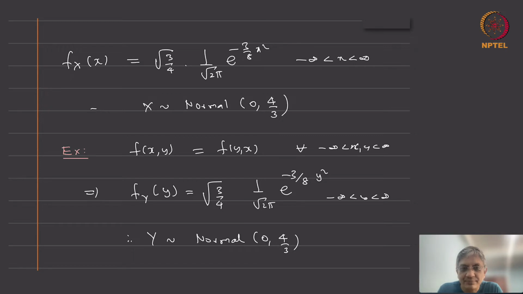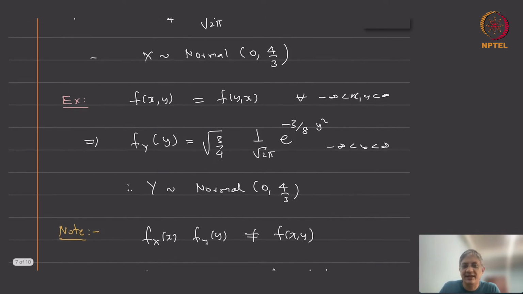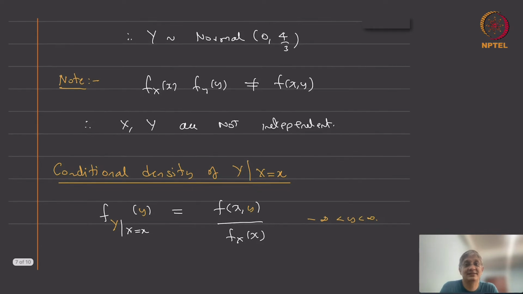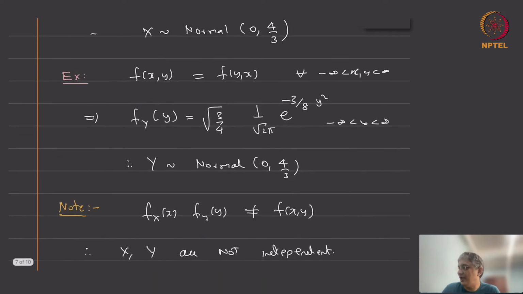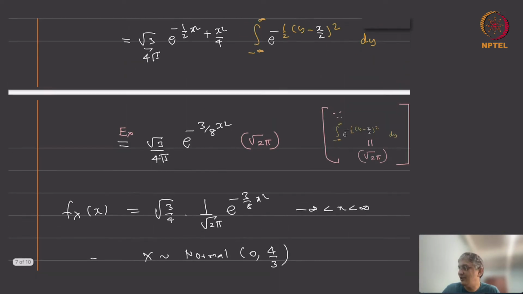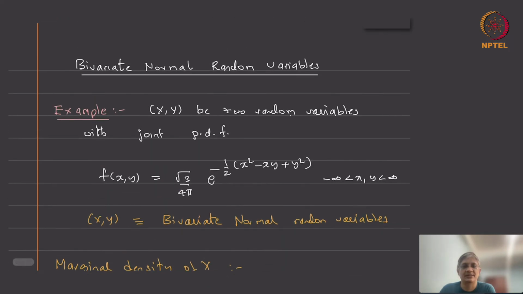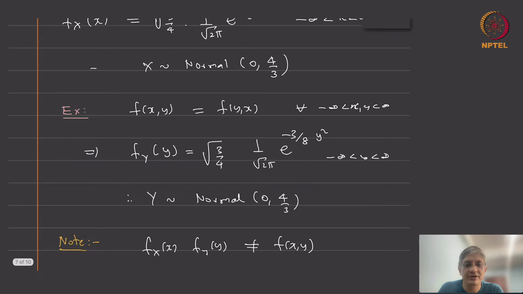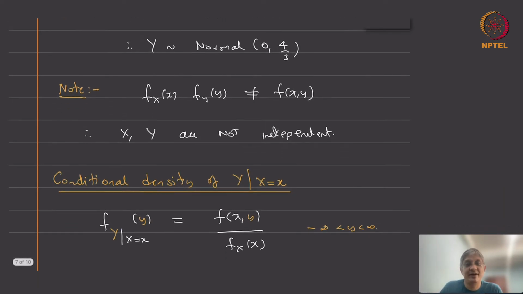Then we checked immediately that the random variables were not independent. That is, f_X(x) times f_Y(y) was not equal to f(x,y), because if you check the formula, f_Y(y) is this, f_X(x) is this, and f(x,y) is a complicated expression. It will not be the same. So once we do this, we know that they're not independent.